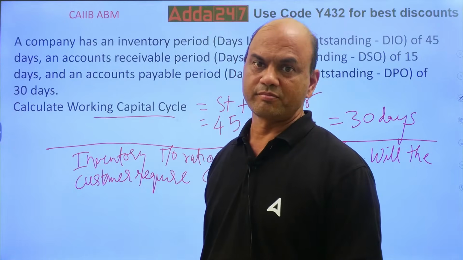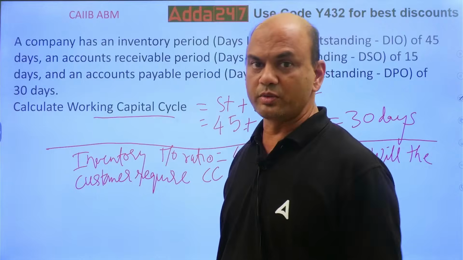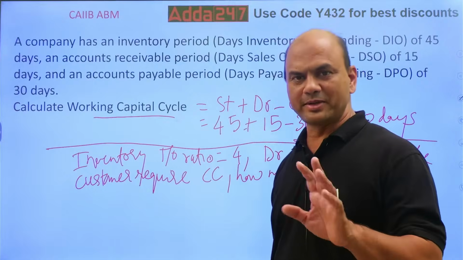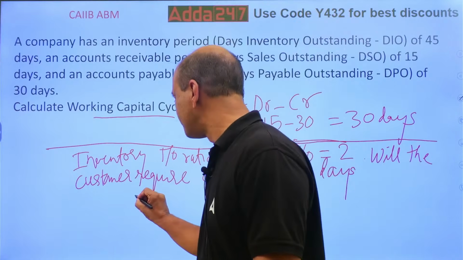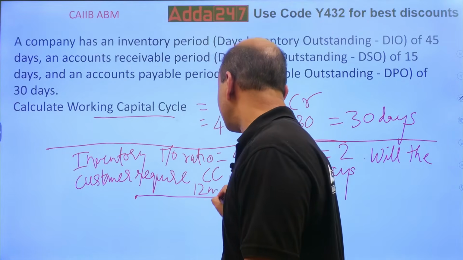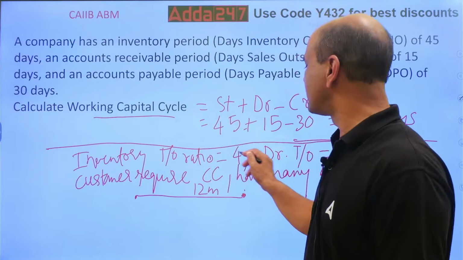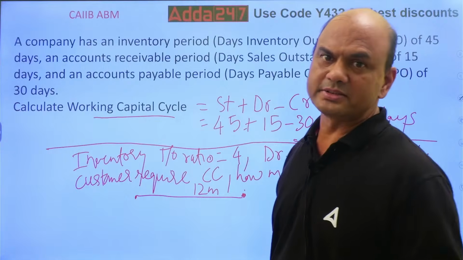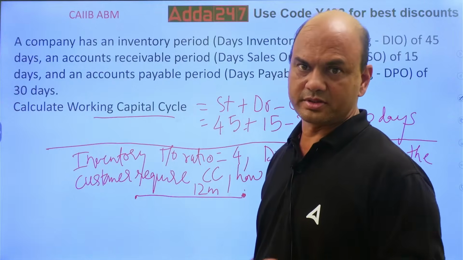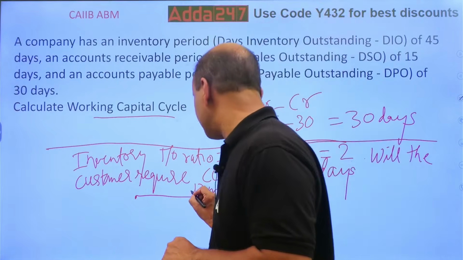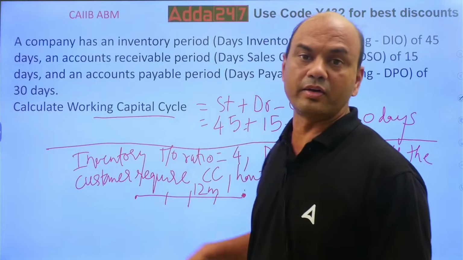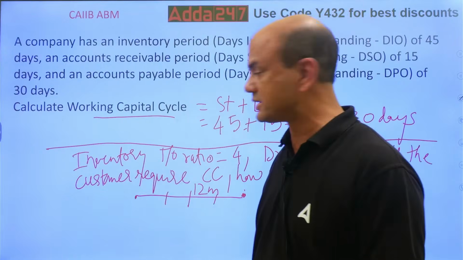Let me see first the answer from your side. Does this customer need the CC? See, let me explain. Suppose this is 1 year, 12 months. Inventory turnover ratio is 4. What does it mean? It means that in 1 year, my inventory is getting rolled on 4 times. Every inventory is getting rolled on after how many months? 3 months.